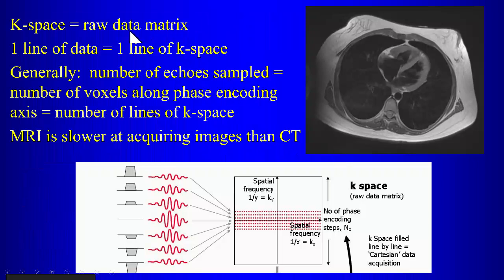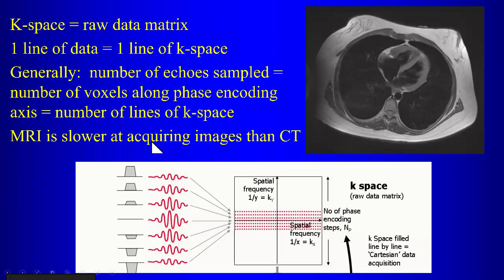So K-space is the raw data matrix. Each line of data gives you one line of K-space. Generally, the number of echoes sampled is determined by the number of voxels along the phase encoding axis. That's the number of lines of K-space that you have to fill here. And once you've filled all your lines of K-space, you have enough data to generate your images.